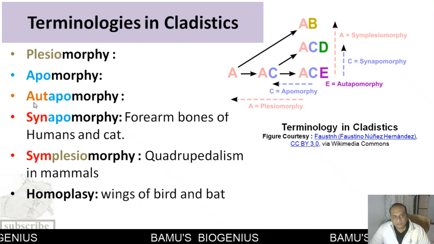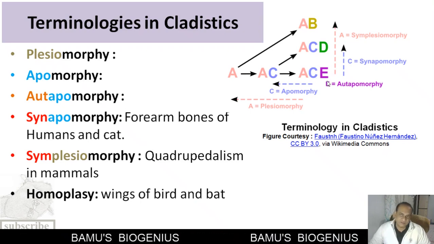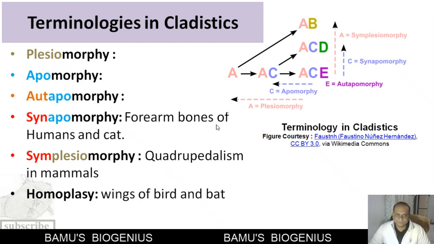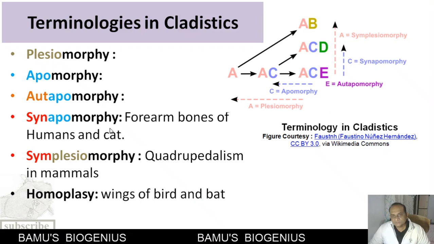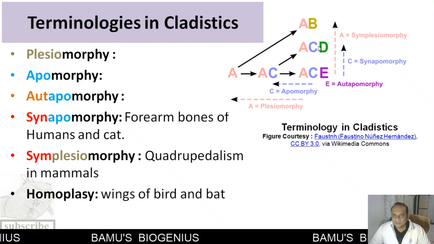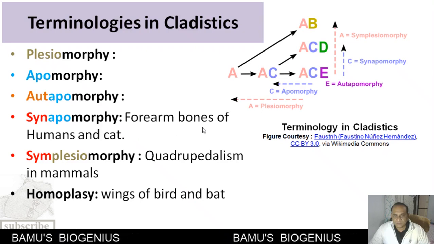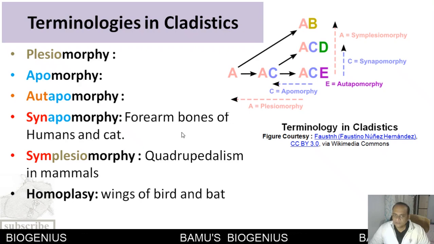Next is autapomorphy. Autapomorphy means a character which is present in only one taxon. Then synapomorphy. Syn means shared, apo means derived. So you can see here, a shared derived character is called a synapomorphy. C is shared by these two taxa, so such a character is called a synapomorphy. For example, the forearm bones of humans and cats are synapomorphic characters.